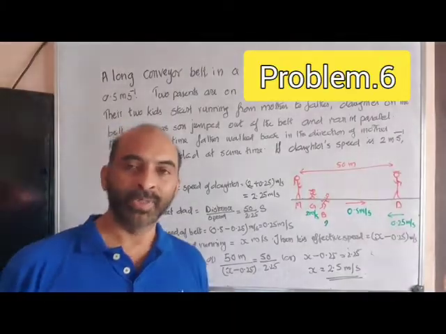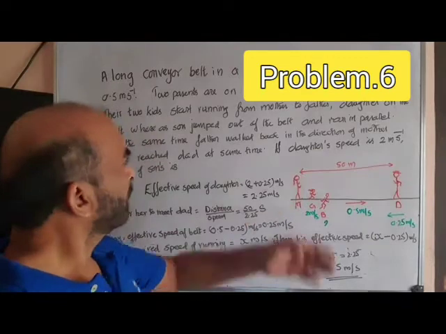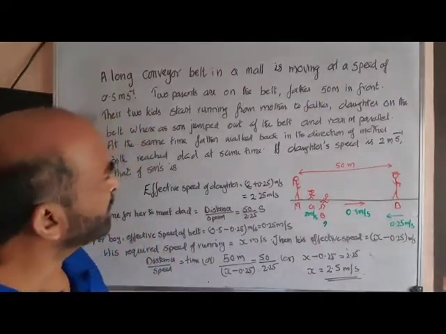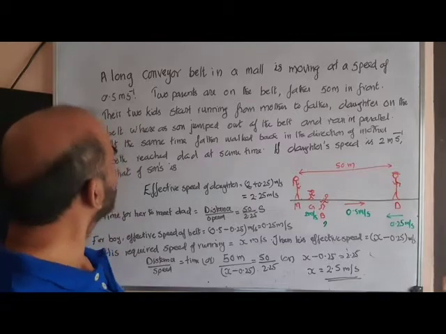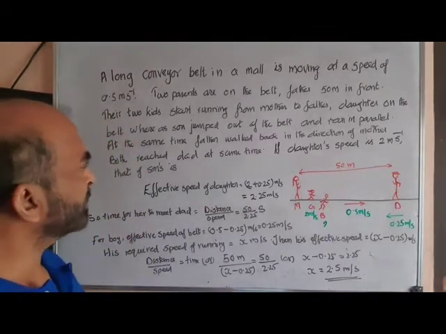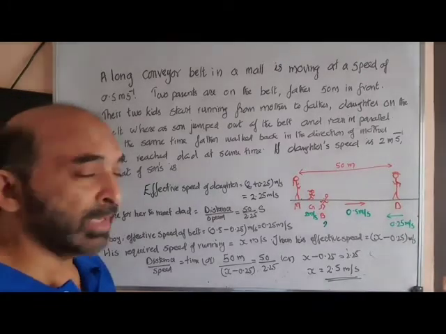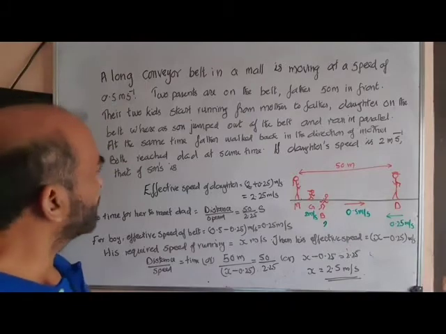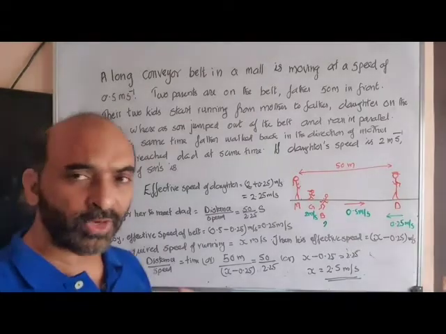Our next problem. It is a long narration. A long conveyor belt in a mall is moving at a speed of 0.5 meter per second. Two parents are on the belt, father 50 meter in front. Their two kids start running from mother to father.